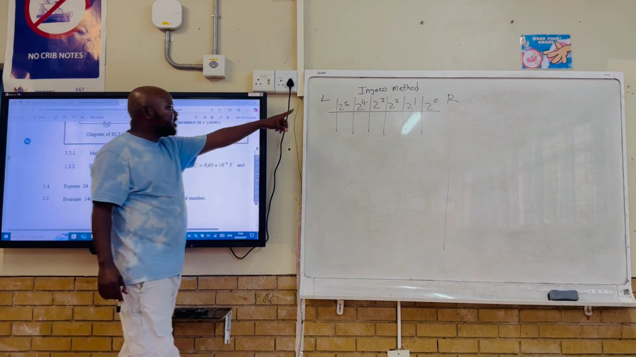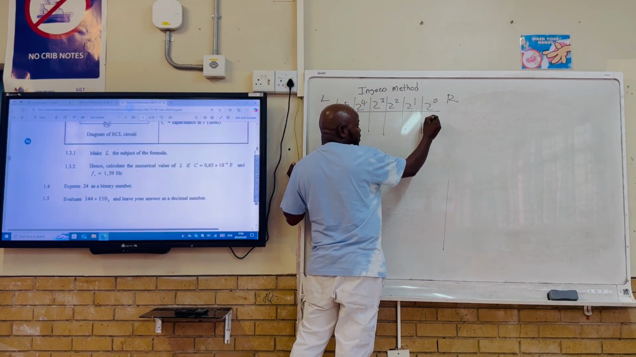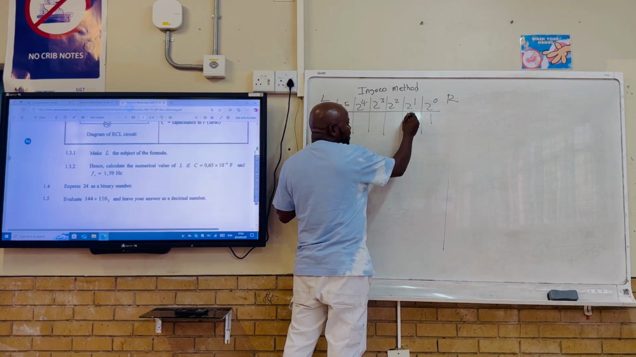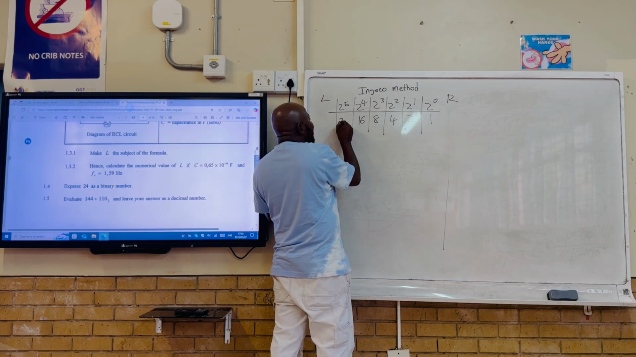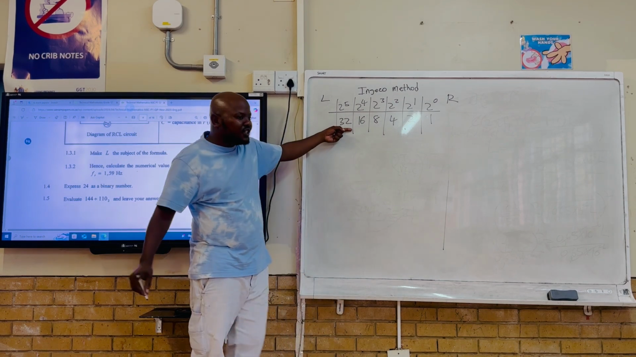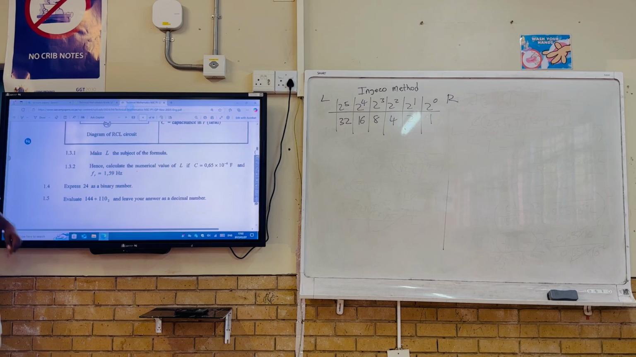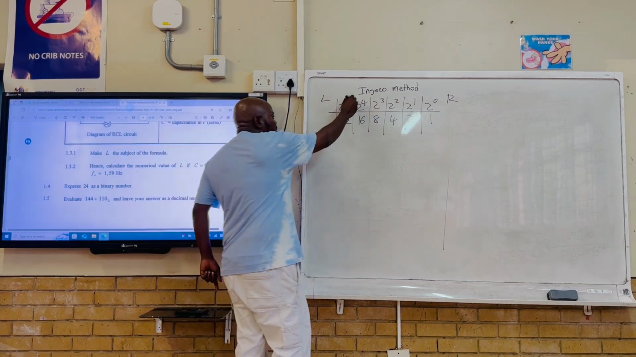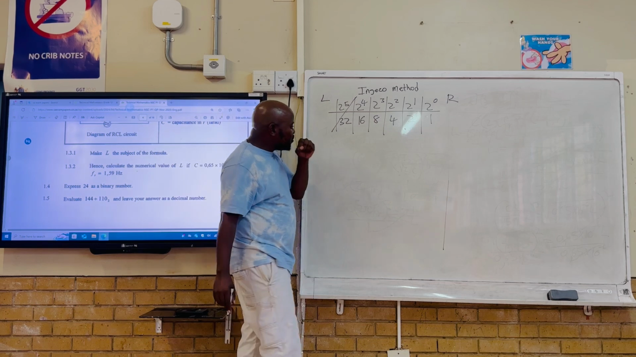So if we check here, I'm just going to write our powers of 2. 2 raised to the power of 0 is 1. This is 2, this is 4, this is 8, this is 16. This is 32. You see 32 is greater than 24, which is why we are not going to consider 32, because 32 is greater than 24.